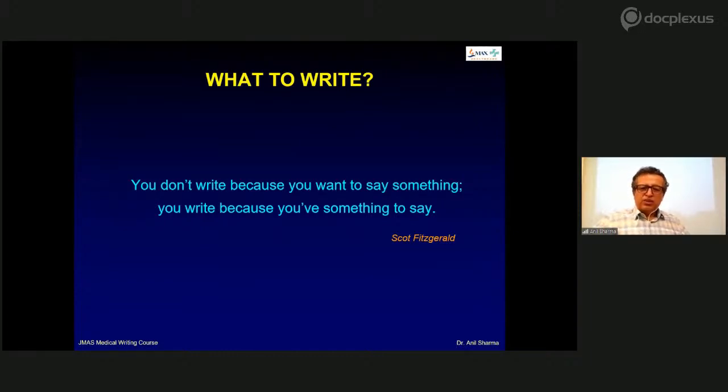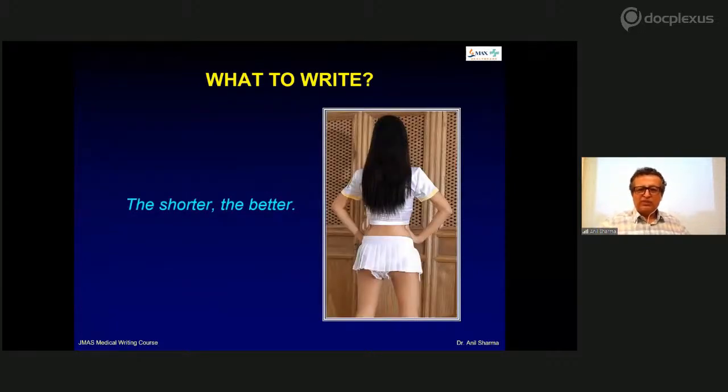So you don't write because you want to say something. You write because you have something to say. And when you have something to say, the shorter, the better. Please remember, publication space comes at a premium. But more importantly, the so-called attention time span of readers now is very finite. It comes at a premium. So you have to be short and concise.